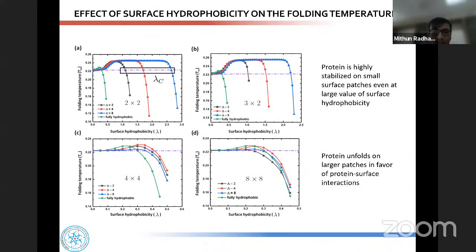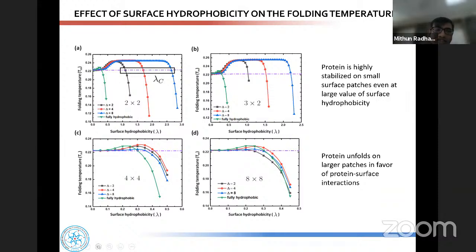Okay, so here there are 4 graphs, and on the y-axis I'm plotting the folding temperature, and on the x-axis I'm plotting the surface hydrophobicity. So basically, if I go from 0 to 3 on the x-axis, it means I'm making the surface more and more hydrophobic. And this data is for 4 patterns: 2 cross 2, 3 cross 2, 4 cross 4, 8 cross 8.